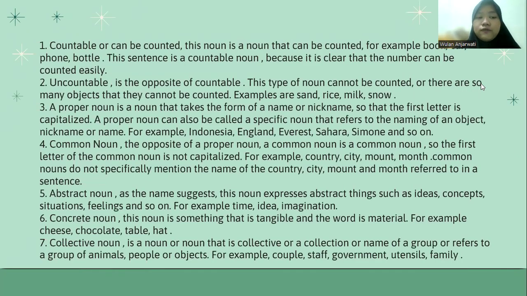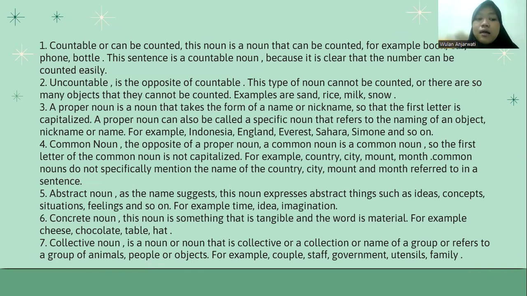Okay, the first is countable, or can be counted. This is a noun that can be counted, for example book, car, phone, bottle. These are countable nouns because it is clear that the number can be counted easily. Uncountable is the opposite of countable. This type of noun cannot be counted, or there are so many objects that they cannot be counted. Examples are sand, rice, meat, snow.